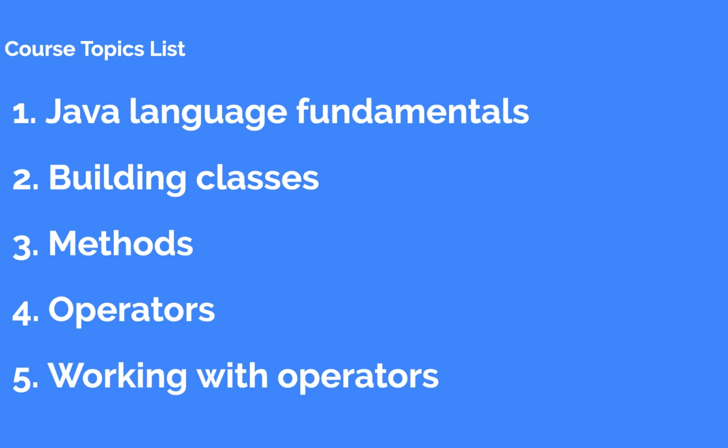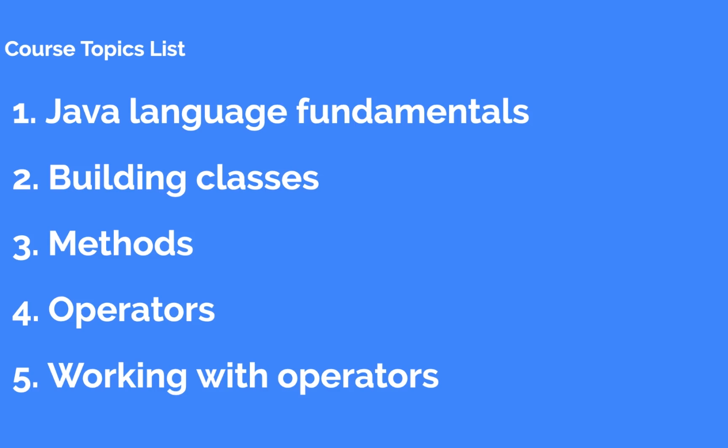Then in section 2, we are going to start building classes. That means you're going to start building your first projects. We're going to be using real-life, simple examples for beginners. You're going to understand all of the basics and key topics of object-oriented programming. Then in section 3, we're going to be working with methods. That means we're going to be adding more functionality to our Java applications.